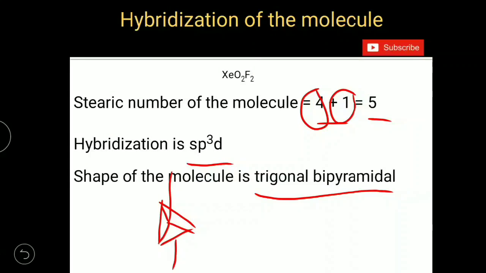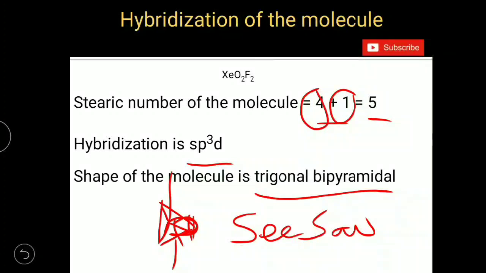In this, the equatorial plane is occupied by lone pair. So you will get the shape distorted to seesaw. So shape of XeO2F2 is seesaw. Hybridization is sp3d.